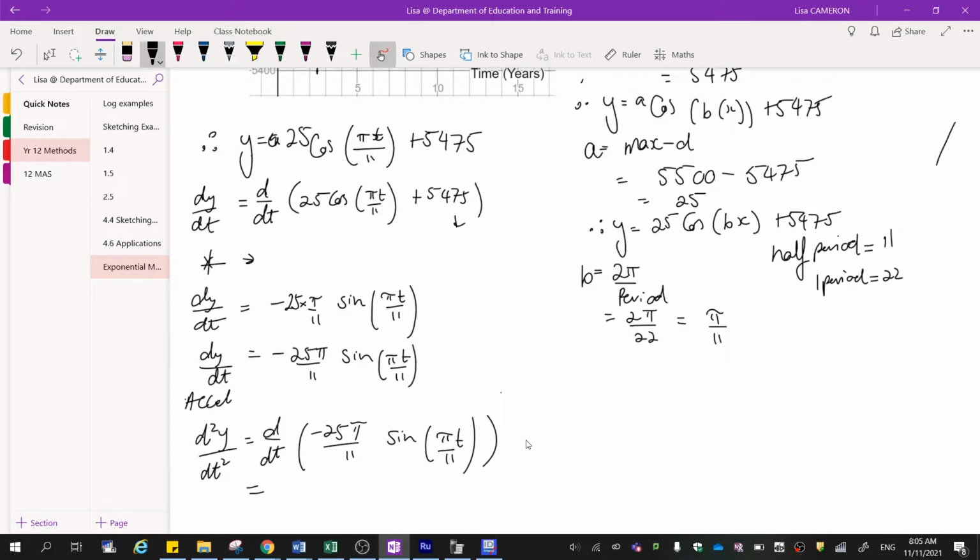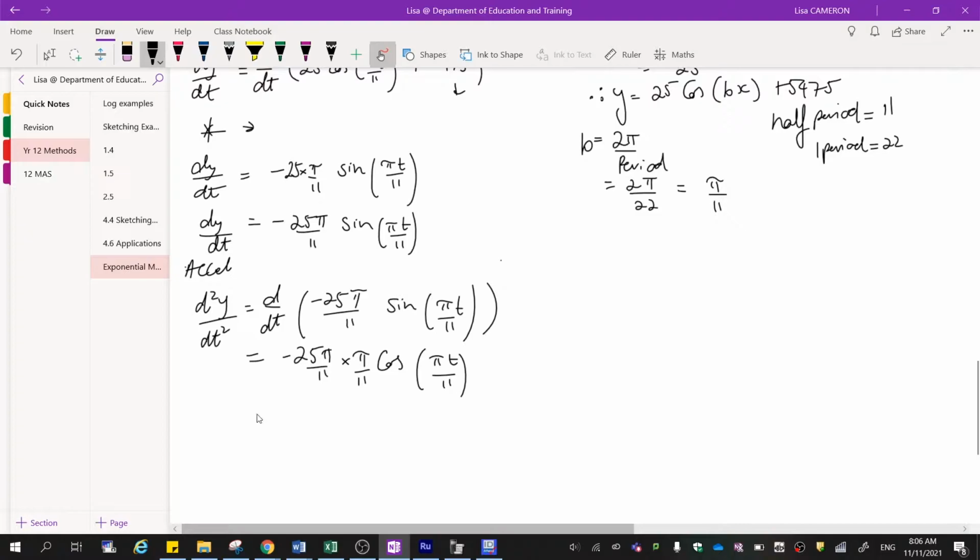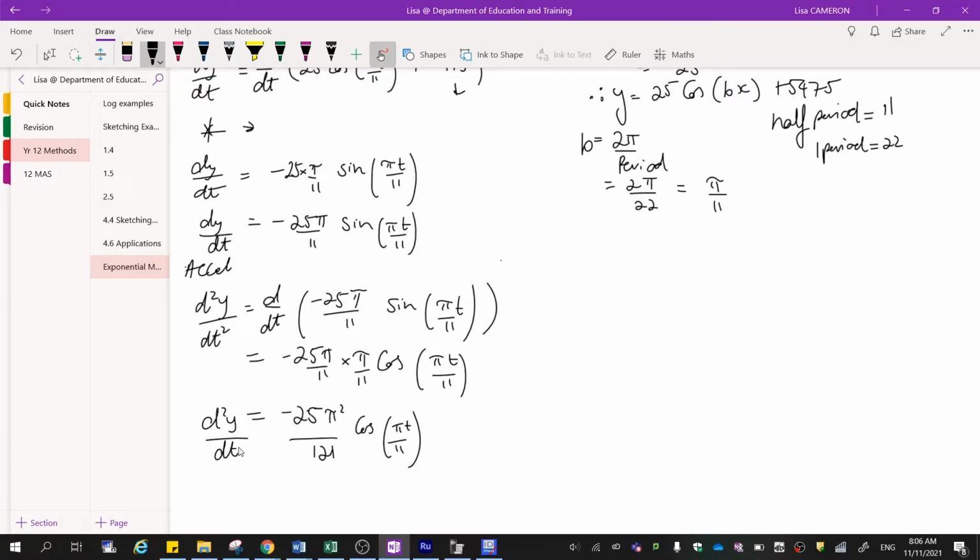Okay, so again, all I have to do is take the derivative of the inside of this. So 25 pi on 11 is going to multiply pi on 11. Sine will turn into a cos function, and whatever's in the bracket will go straight back in. So that is going to simplify down to being negative 25 pi squared on 121 cos pi t on 11. So that is the second derivative. That's going to give me the acceleration of the subscribers per month.